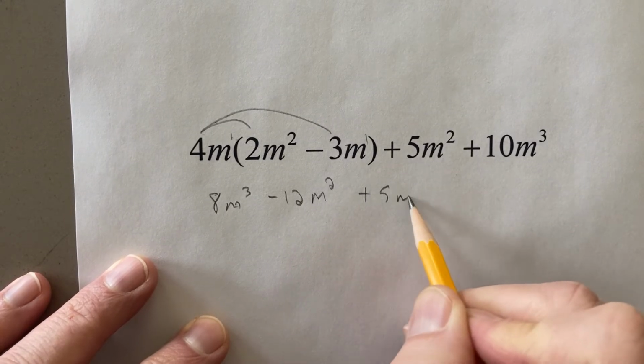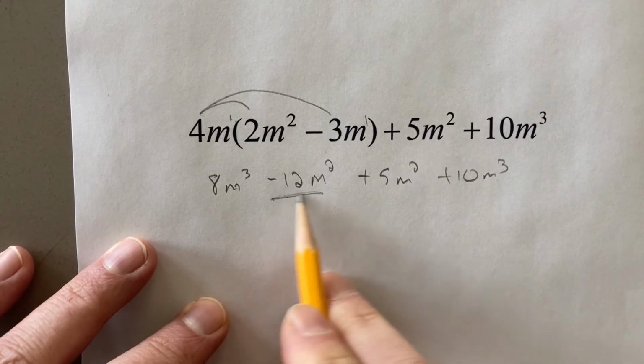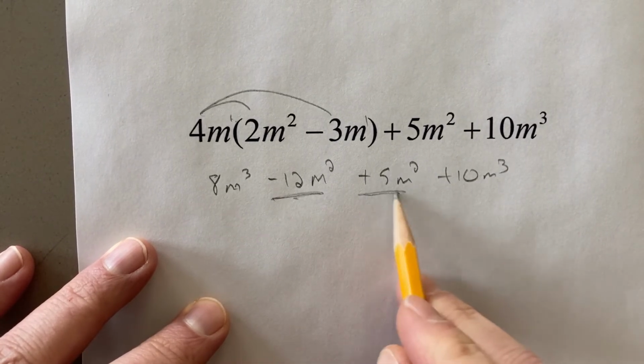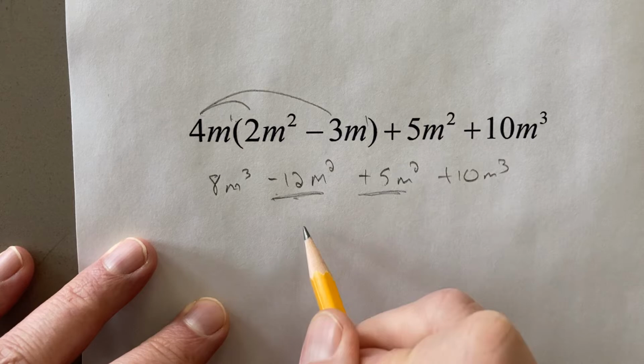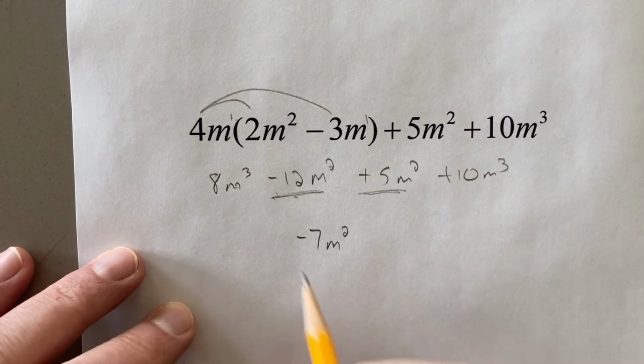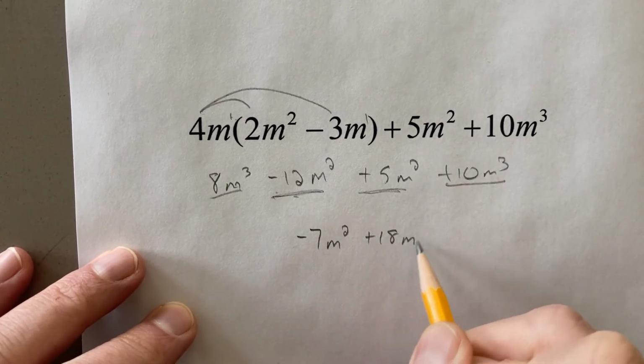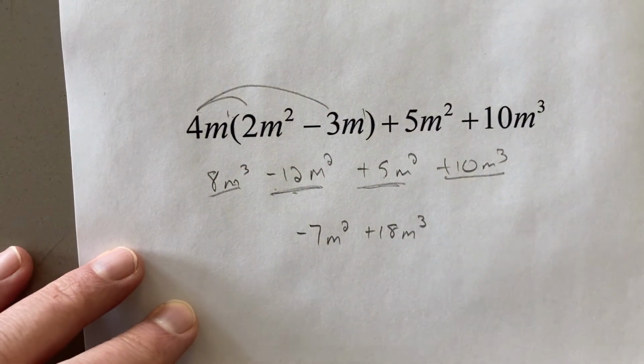Okay, so now we're going to go ahead and combine like terms. We have negative 12m squareds plus 5m squareds. Negative 12 plus 5 gives us negative 7m squareds. 8m to the third plus 10 more give us 18m to the thirds.